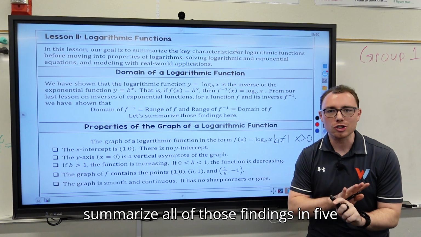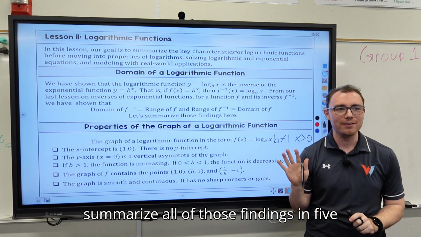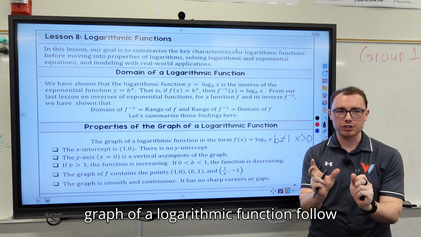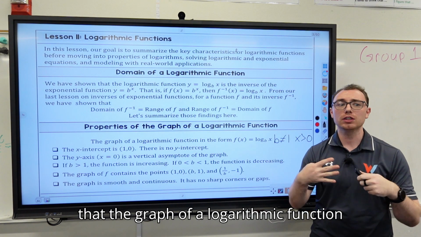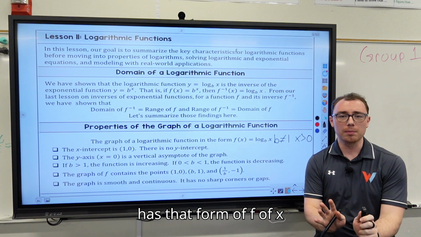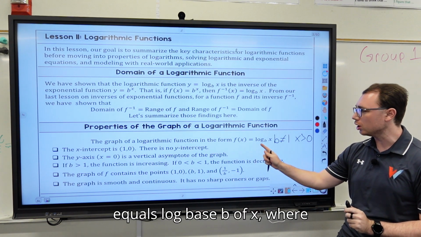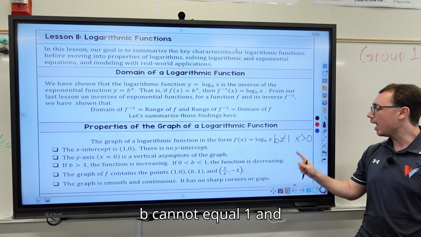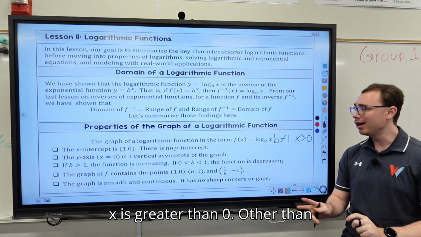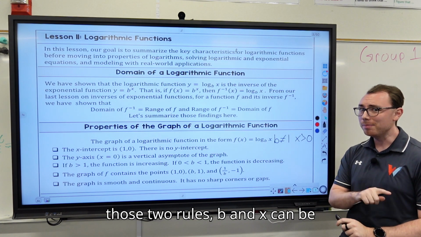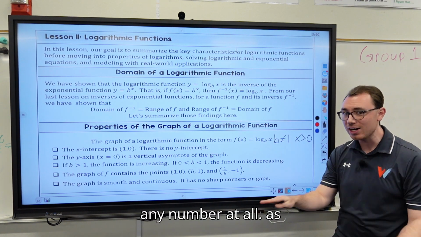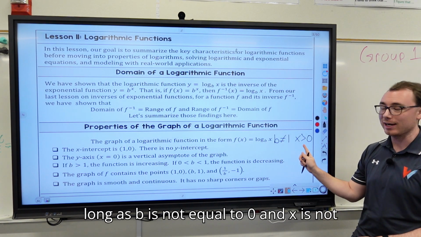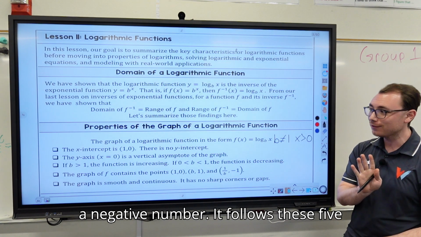So let's summarize all of those findings in 5 key ideas. The properties of the graph of a logarithmic function follow that the graph has the form f of x equals log base b of x, where b cannot equal 1 and x is greater than 0. Other than those 2 rules, b and x can be any number at all, as long as b is not equal to 0 and x is not a negative number. It follows these 5 properties.